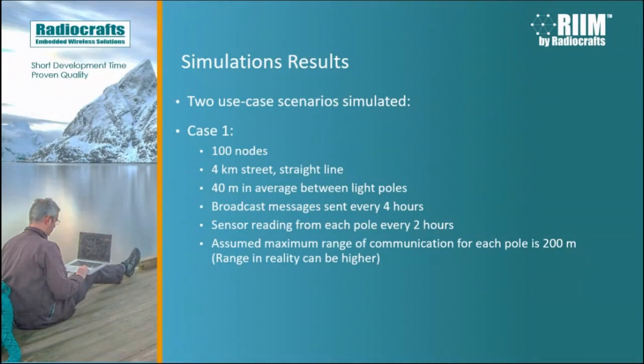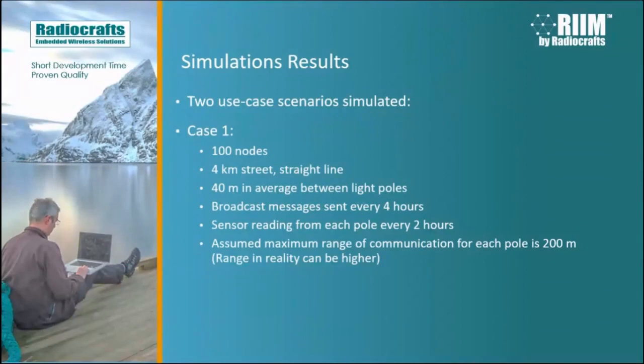We set the distance between each light pole to be around 40 meters, with the broadcast or multicast message sent every 4 hours. So every 4 hours, the border router sends a multicast message over the network. And sensor readings from each pole are sent back to the border router every 2 hours. So you have one big downlink, which is multicast every 4 hours, and then from each node, you have a sensor reading or status message or whatever you want, every 2 hours, uplink to the border router, which we call Unicast here.